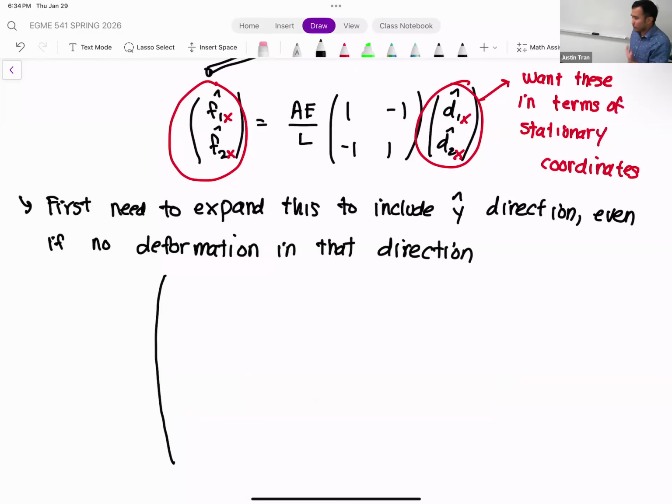That's going to expand our matrix quite a bit. So instead of our humble 2x2 matrix, we're going to have a little more cumbersome 4x4 matrix. So we have F1 x hat, or excuse me, F1 y hat. So F1 x hat, F1 y hat, F2 x hat, F2 y hat.